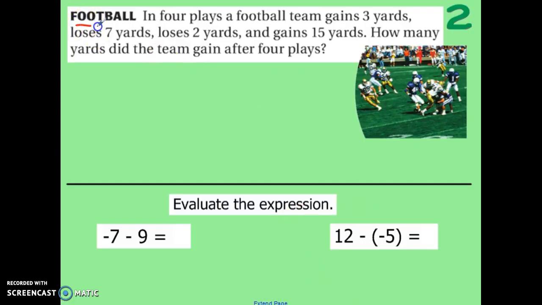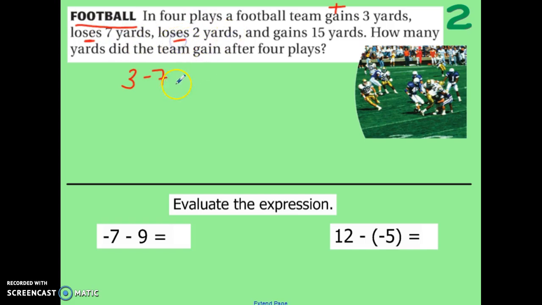Alright, so here's a real world example about football. In 4 plays a football team gains 3 yards. If you're gaining yards or gaining weight or gaining advice or whatever, that's a positive. It's things that you're gaining. It's a positive number. So first we gain 3 yards, positive 3. Then we're going to lose 7 yards. Losing something, losing money, we think of that as negative. So we're going to subtract 7, minus 7.